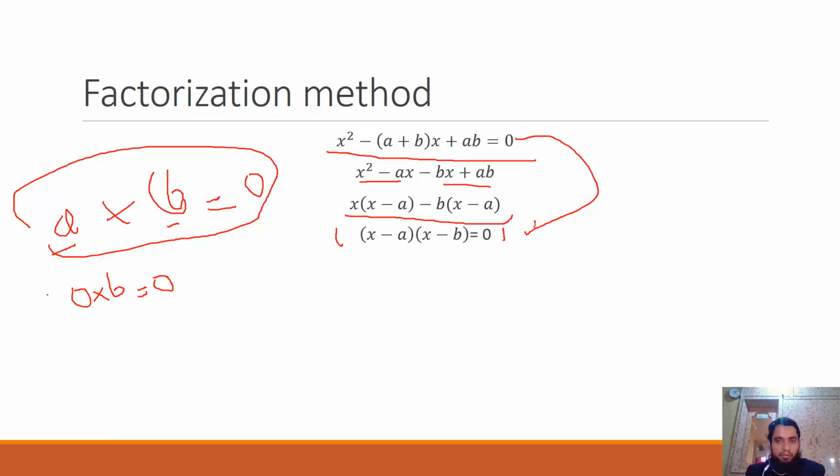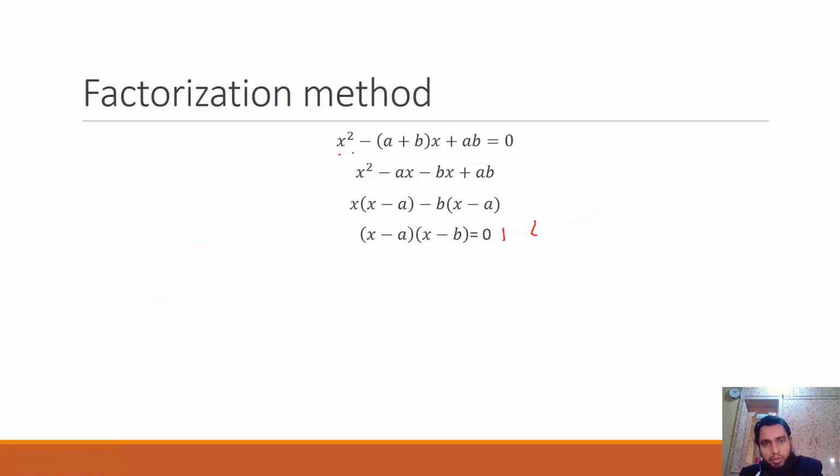Similarly, when we moved from here to here, we were able to get the quadratic equation in this form. When we get this form, it is easy for us to find a solution, because either x minus a will be equal to 0, or x minus b will be equal to 0, or both can be equal to 0. So by the factorization method, we are interested in breaking the polynomial into this form.